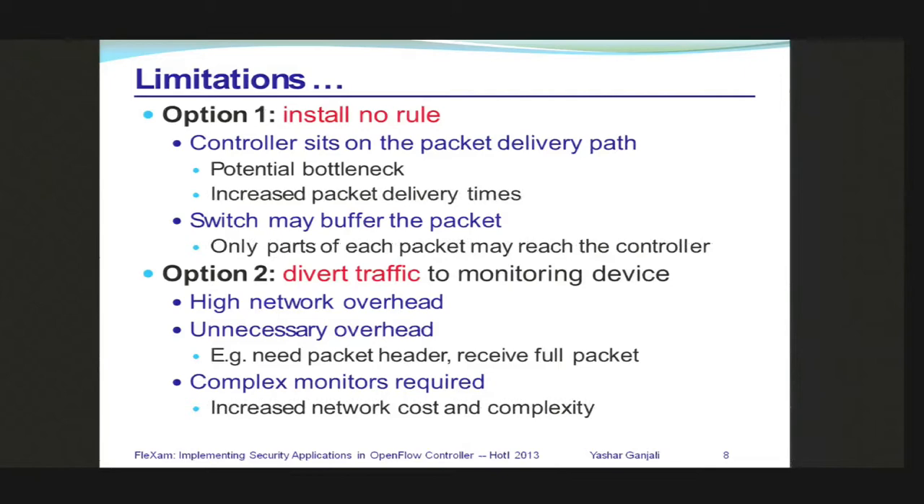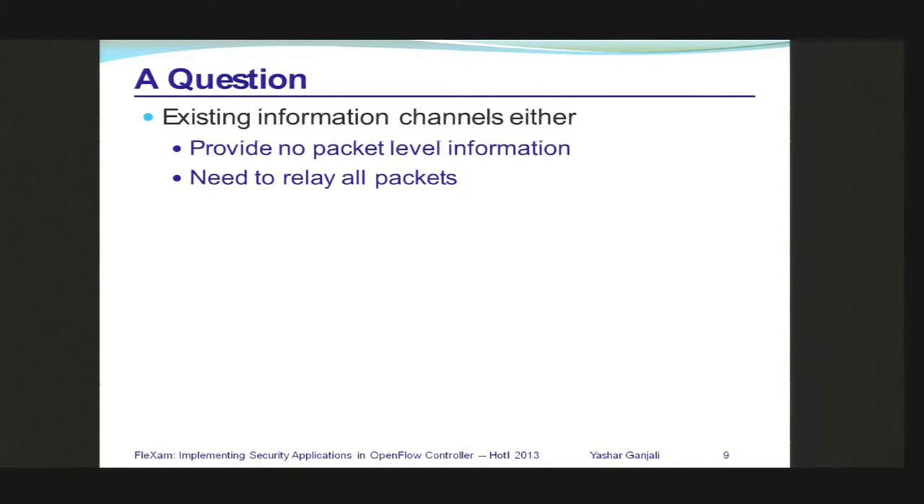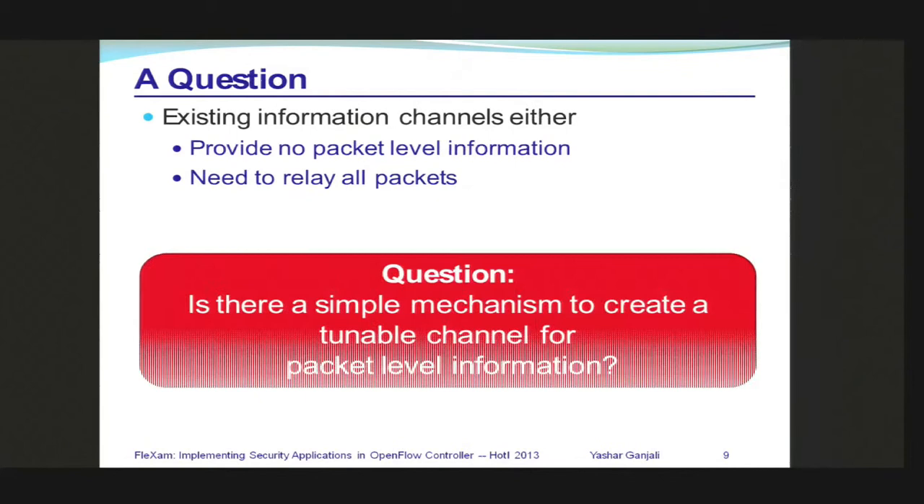Now, if you look at the existing options I just mentioned, they seem to be black or white. You either have no access to packet information, or you have to send all the traffic towards your controller to be able to see the packet contents. And now the question is: is there a simple mechanism to provide a tunable channel that can give you some information, and you can increase or decrease the amount of information you're receiving through that channel? And that's a question we are going to answer in this talk.